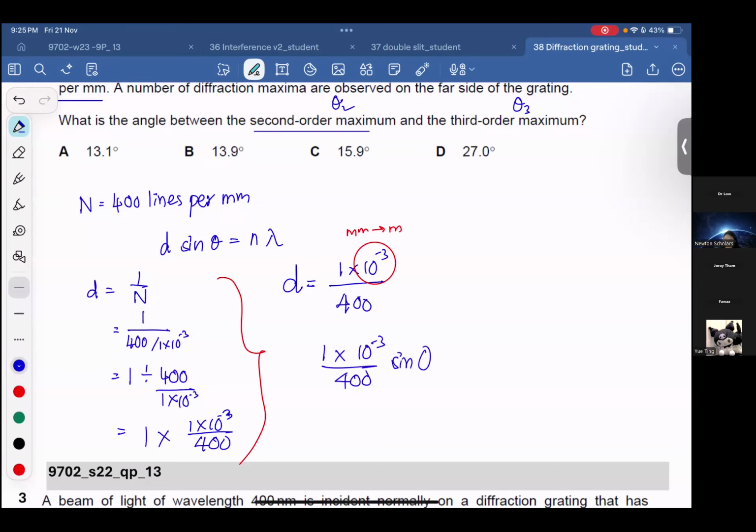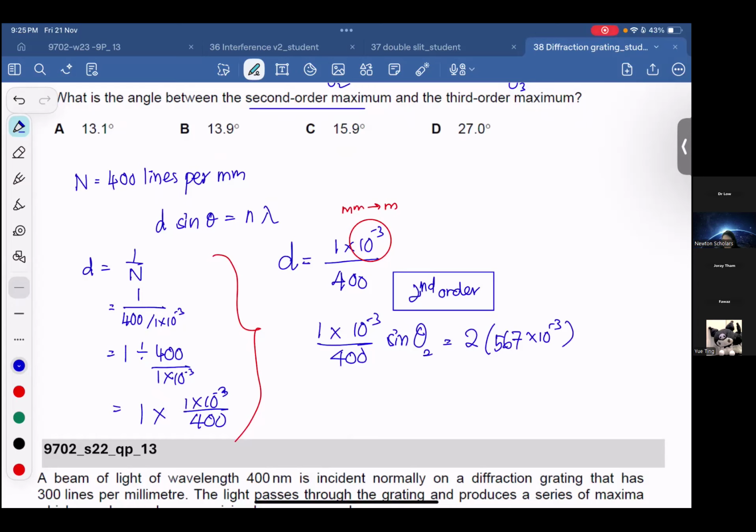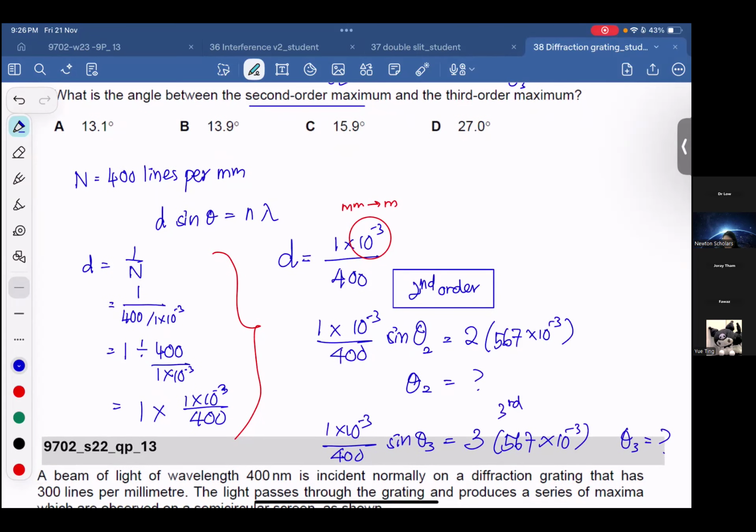Okay, sine delta 2, this is delta 2 equals to n, where n is 2 because now I'm talking about second order. Then wavelength. What is the wavelength? 567 times 10 power of negative 3. Sine delta 2, what is this? Then again, 1 times 10 power of negative 3 over 400, sine delta 3. The order is third, then 567 times 10 power of negative 3. What is your delta 3? So this is third order. Okay, can you calculate and then tell me?